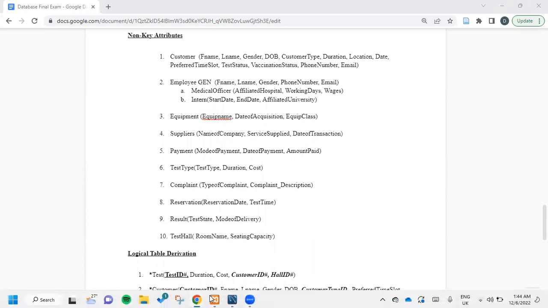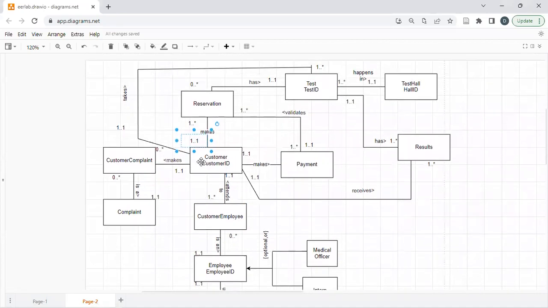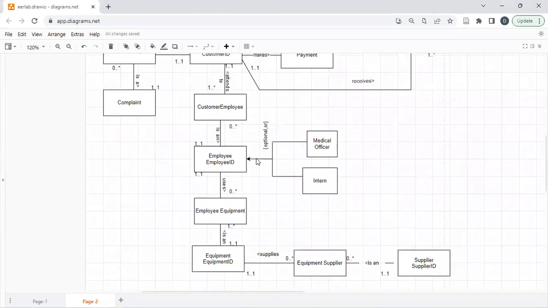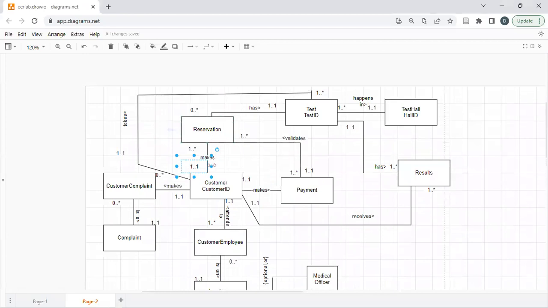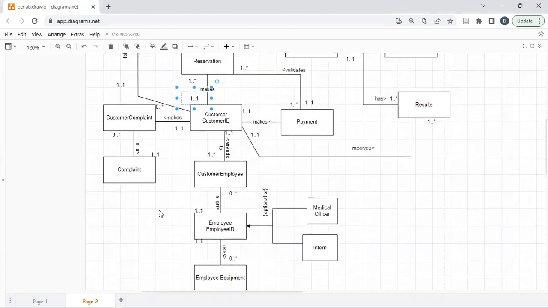Up next, we have the EER diagram. We have our 6 strong entities with their primary keys displayed. From here, we can see that a customer makes a reservation. A payment validates that reservation. The reservation has a test. The test happens in a test hall. The test has a result, which is sent to the customer. The customer can also make a complaint.